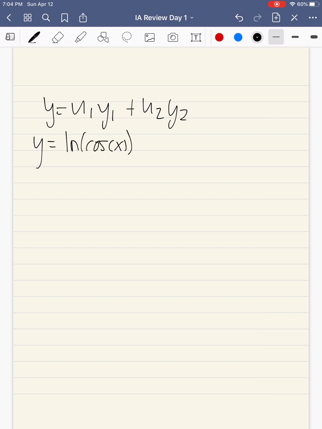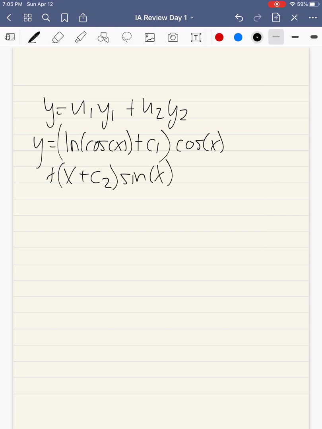So our final solution here, our y is equal to u1 y1 plus u2 y2. So our y1 was cosine, so we have our u1, which was the natural log of cosine plus c1, that whole quantity. A lot of you forgot your constants after you integrated, and that made you mess up your solution in the end. So you have to be careful here. Do not forget the constant. So this times cosine of x plus x plus c2 times sine of x. And then that is our solution here.